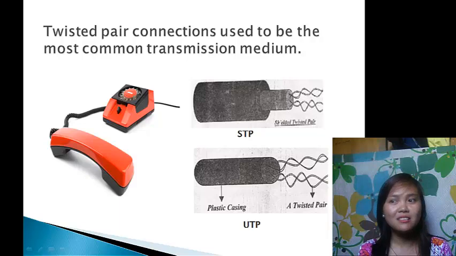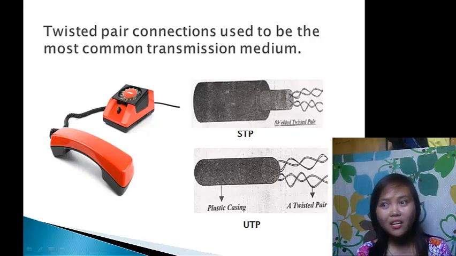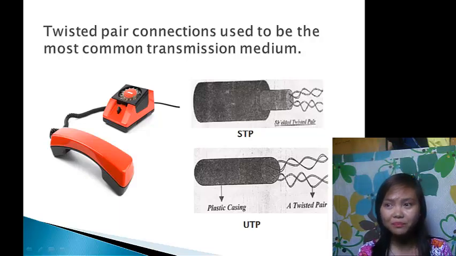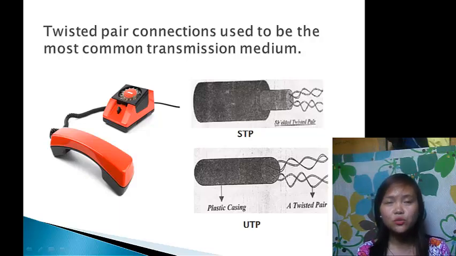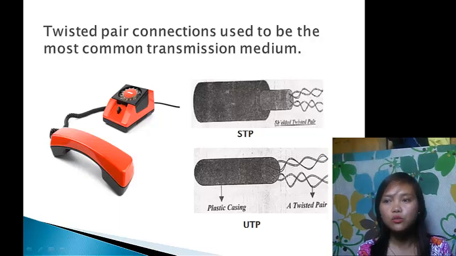Twisted pair cables. The most popular network cabling is twisted pair. It is lightweight, easy to install, inexpensive, and supports many different types of networks. There are two types of twisted pair cabling. First, the unshielded twisted pair or the UTP. Second is the shielded twisted pair or the STP.